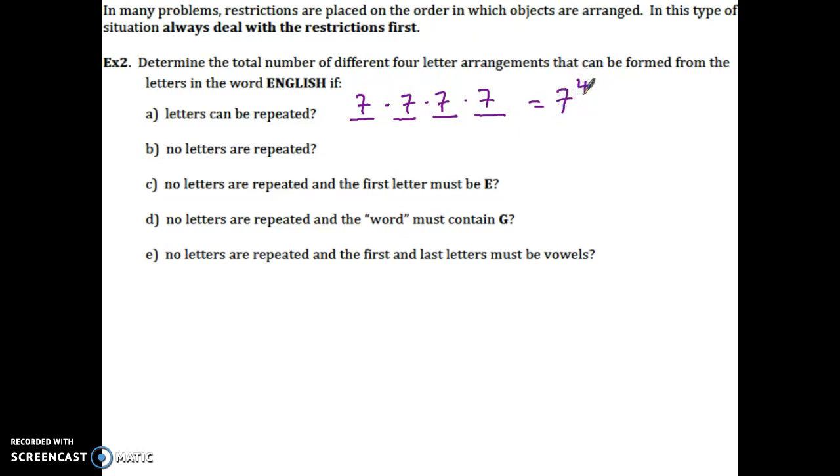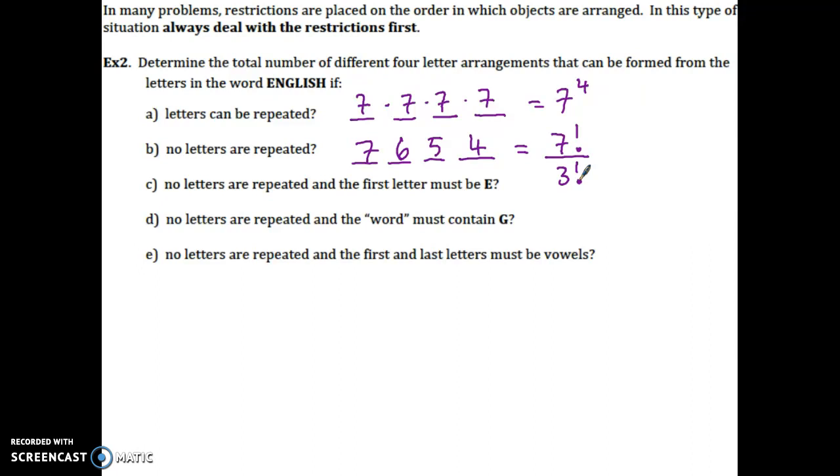If no letters are to be repeated, then again you've got 4 spaces here, 7 options for the first letter. Once one letter's been used, you've only got 6 left, then 5, and then 4. You can actually represent that in factorial notation. One way to represent that in factorial notation is to say 7 factorial divided by 3 factorial. Just double check that for yourselves. You'll see that cancels to give exactly the same thing.